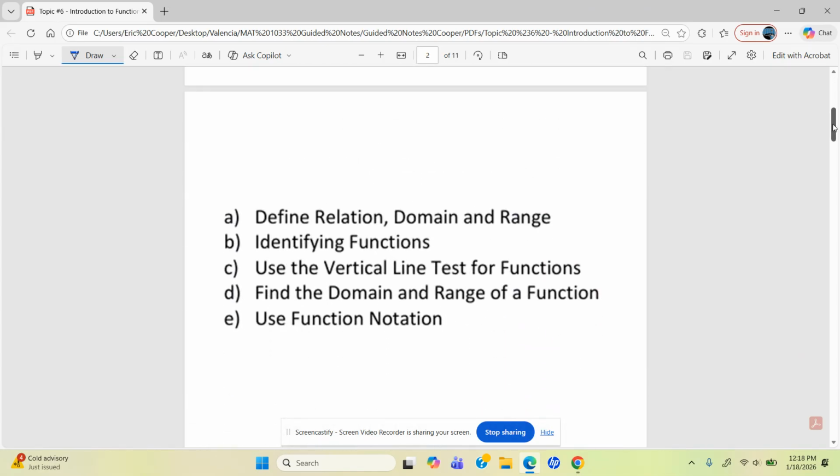In this video, our objectives today are to define what a relation is, what the domain and range of a function are, how to identify whether things are functions or not algebraically and by using the vertical line test graphically, to find the domain and range of functions, and show you how to use function notation.